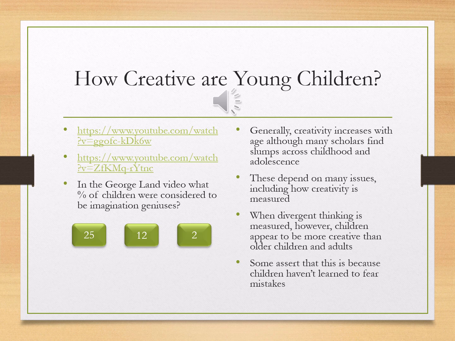we know that generally creativity increases with age, although there are some scholars who find that there are slumps in childhood and adolescence. There's some literature on the 4th grade slump to show that in early childhood, children tend to be fairly creative, and then it dips down, and then it goes back up, and then it dips down, and then it goes back up. So we seem to have some developmental periods where we are more creative and developmental periods where we are less creative. This depends on a lot of things.